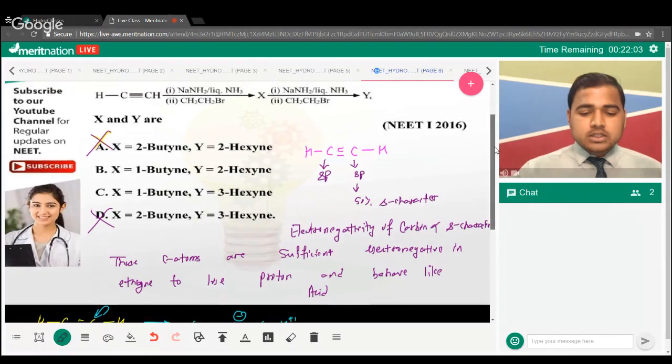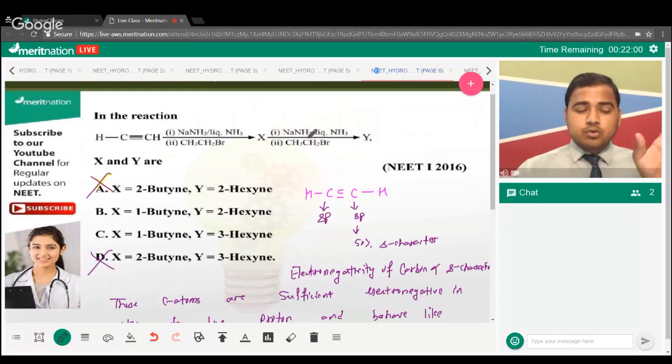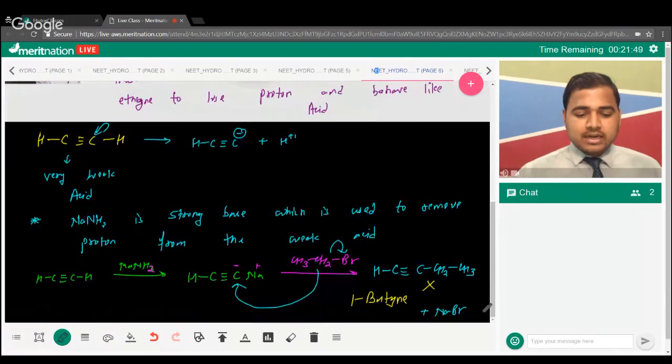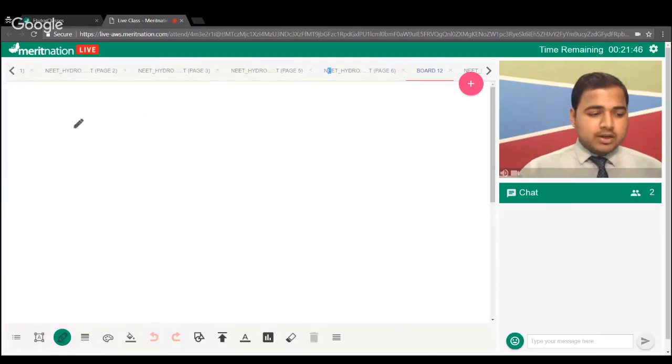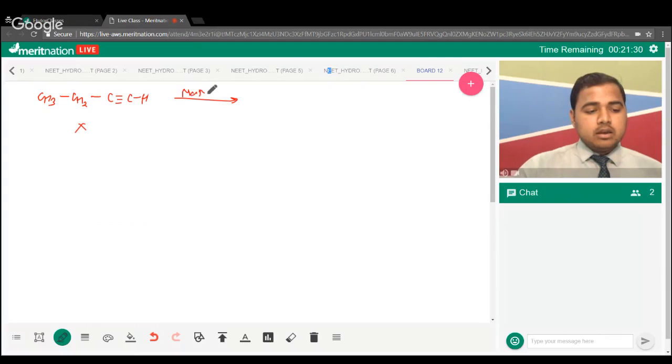In the Y, students, once again we have to perform the same reactions. We have to react this 1-butyne with the NaNH2, which is a very strong base, and once again it will remove its proton. So let's have a look what will be our correct answer. Right now this will be CH3CH2 C triple bond CH. This is our X, and we are treating it with NaNH2 in the presence of liquid NH3.